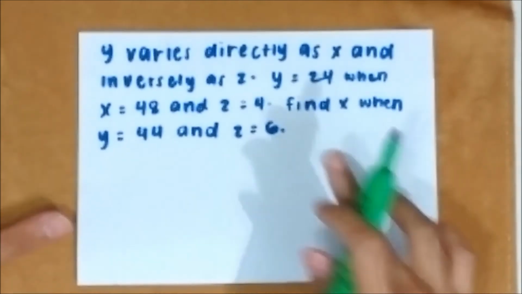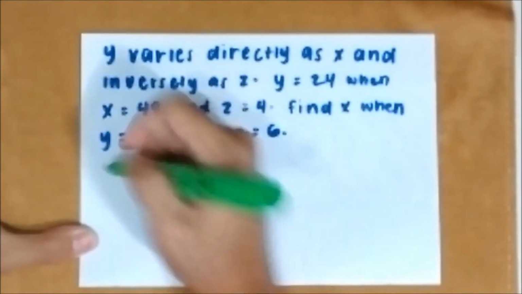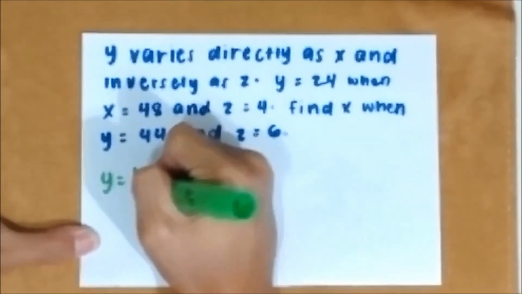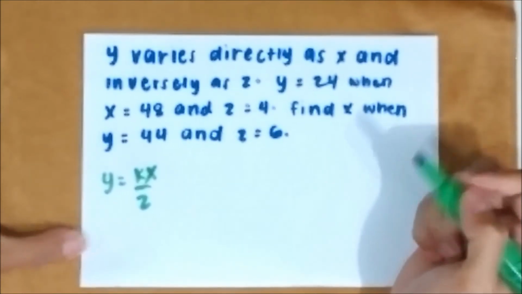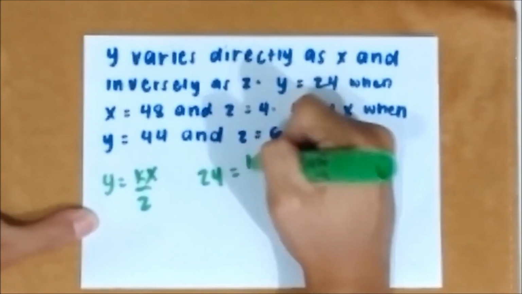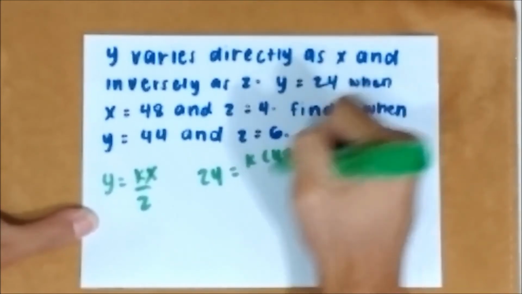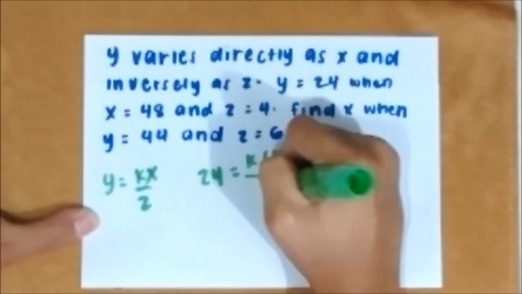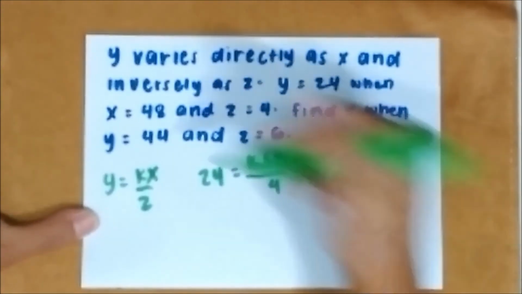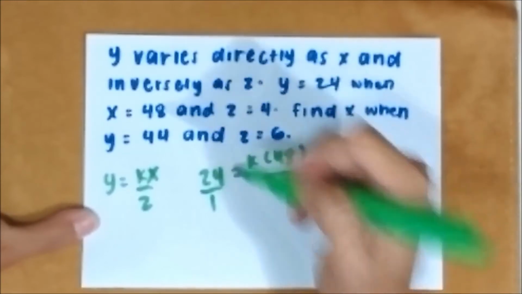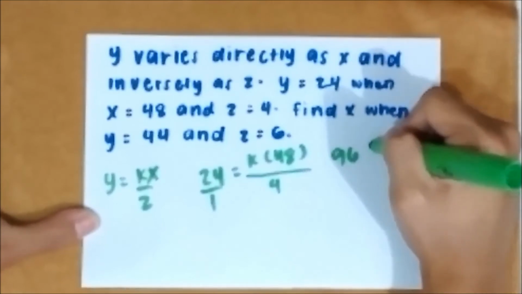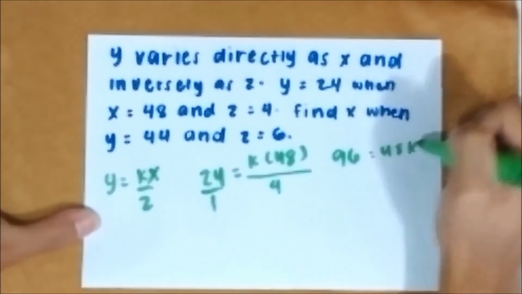Y varies directly as x and inversely as z. Y is 24 when x is 48 and z is 4. Find x when y is 44 and z is 6. Okay, so first we have to solve this. So 4 times 24, 96, and 48 times k is 48k. Your k is equal to 2.